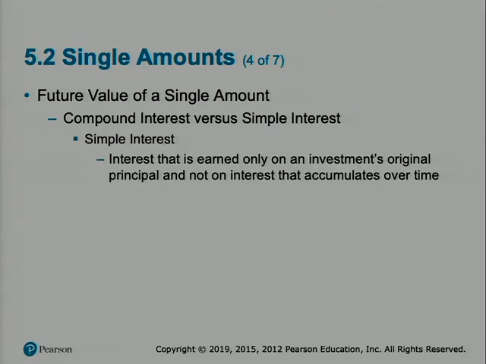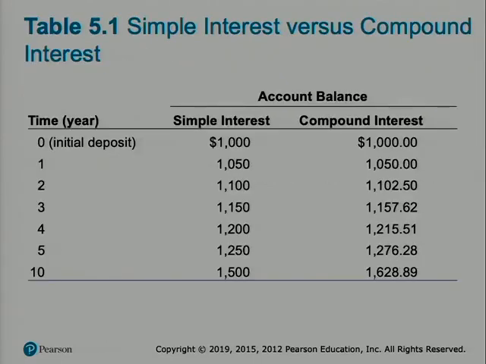Future value of a single amount we covered on the spreadsheet. This is just written out in the table, how it would grow with simple interest versus compound interest. So compound interest grows faster for the simple fact that you get interest on your interest.